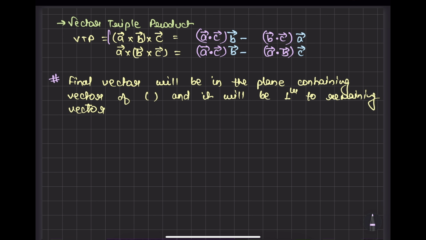Like in this case, we will have a vector in the plane containing vector A and vector B which is perpendicular to C. In this case, we will have a vector in the plane containing vector B and vector C which is perpendicular to vector A. So this thing you have to memorize. I hope the idea is clear and you can handle similar situations. So see you in the next session of Mathflix.